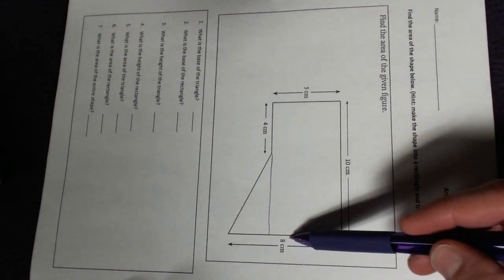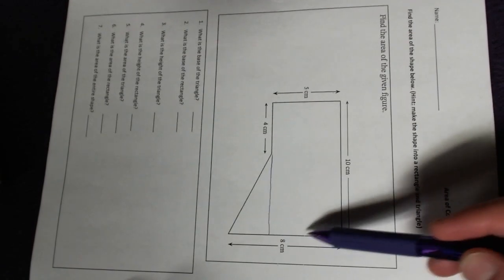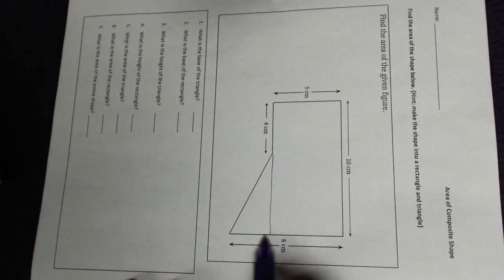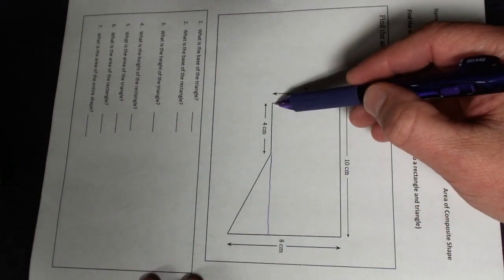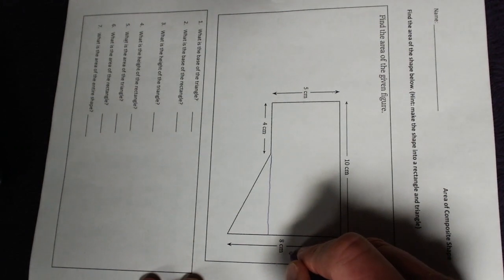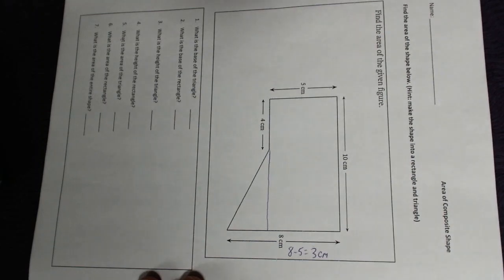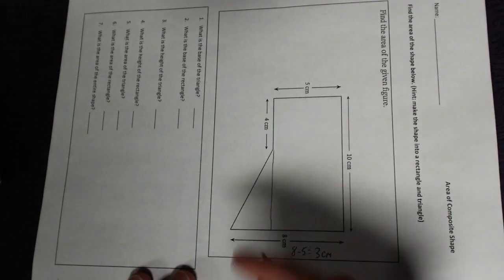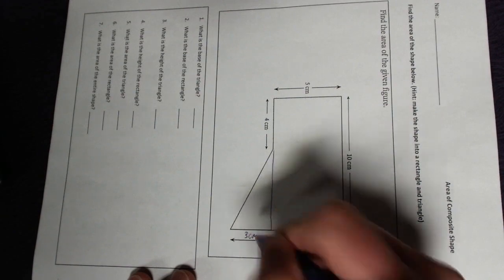So let's take a look at this base right here. This covers the side of the rectangle, or the base of the rectangle, and there's the base of the triangle. This part right here is not the base of the triangle, so you have to take that part off to find the base of the triangle. So I have an 8 here, and this part is a 5. So basically I'm taking off 5, so 8 minus 5 is going to give me 3 centimeters. What does that 3 centimeters mean? That is the base of your triangle.